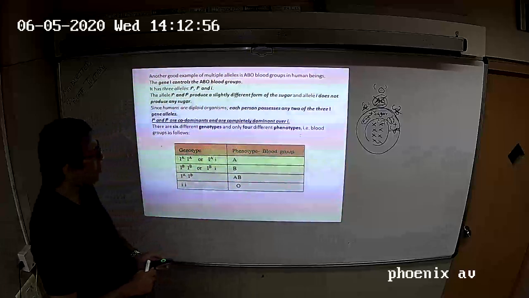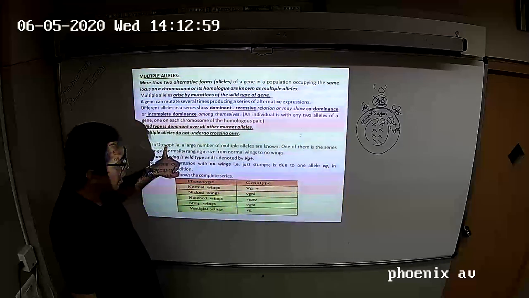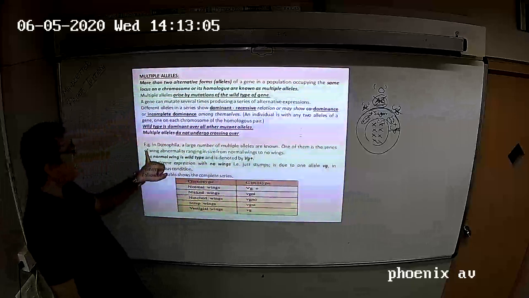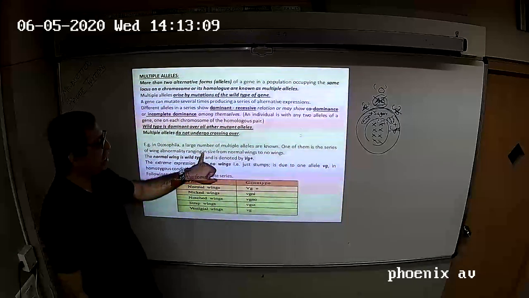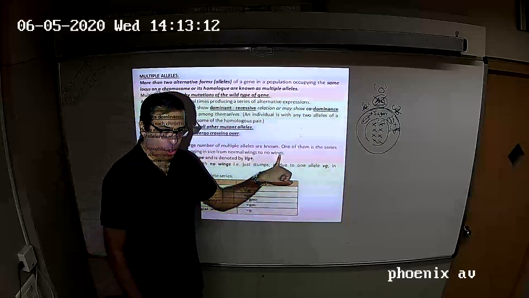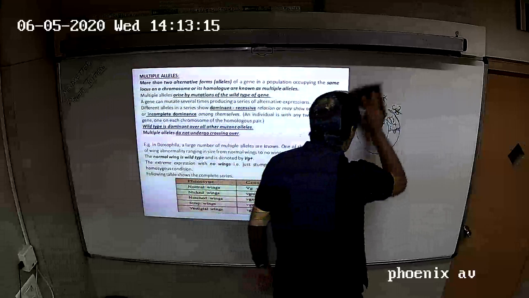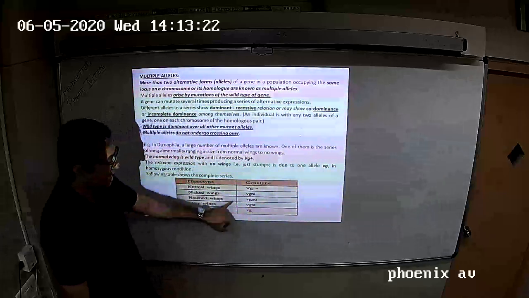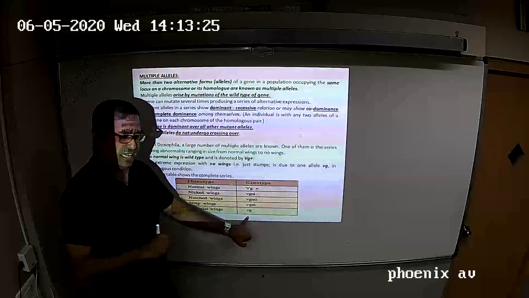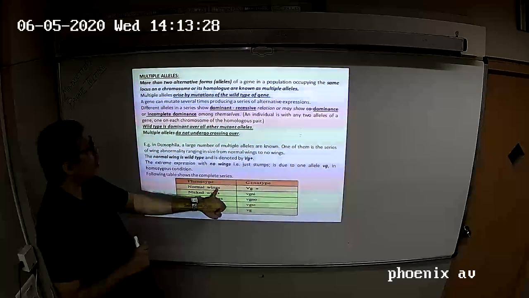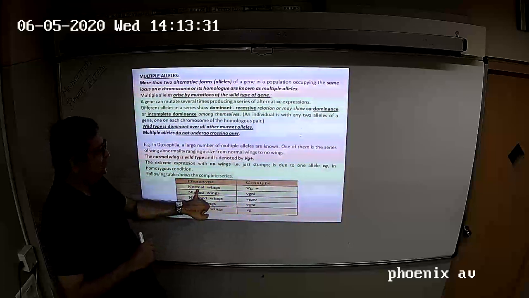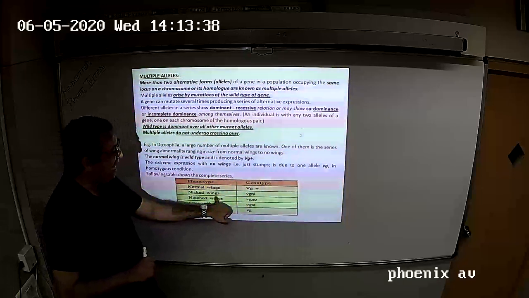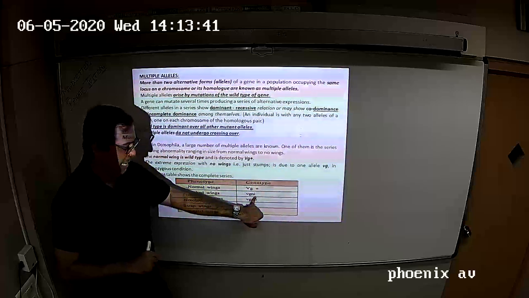Another nice example of multiple allelism is in Drosophila, where a large number of multiple alleles are known, and one of them is the series of wing abnormalities ranging in size from normal wings to no wings at all. In case of Drosophila, for wing pattern we have different types of alleles which are known as multiple alleles. Sir, which are these? Normal wings, which are also called wild type. Wild type or normal wing is represented by genotype Vg plus. Then we have nicked wings, which are represented by genotype VgNi.